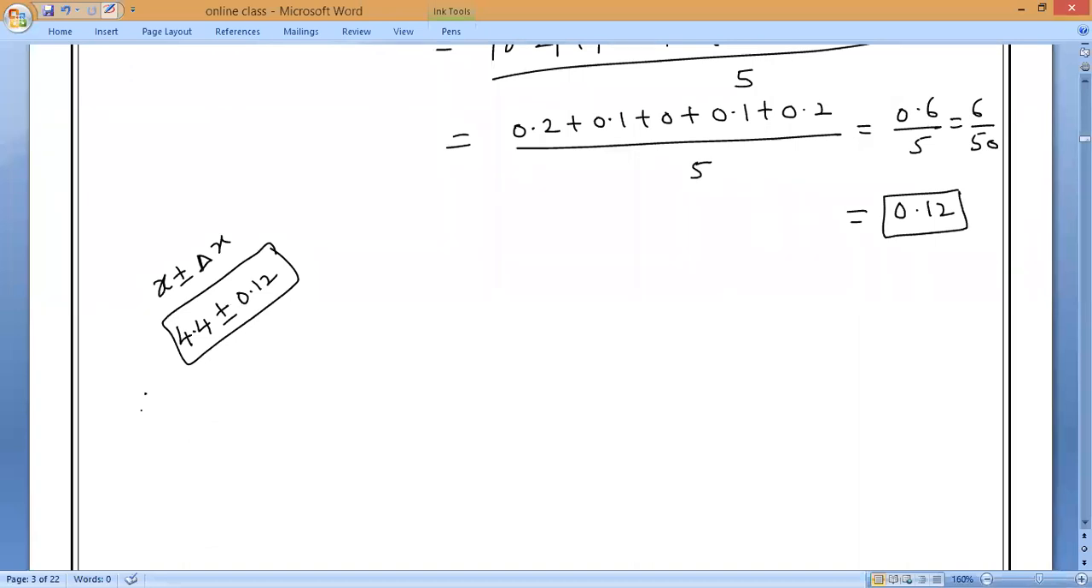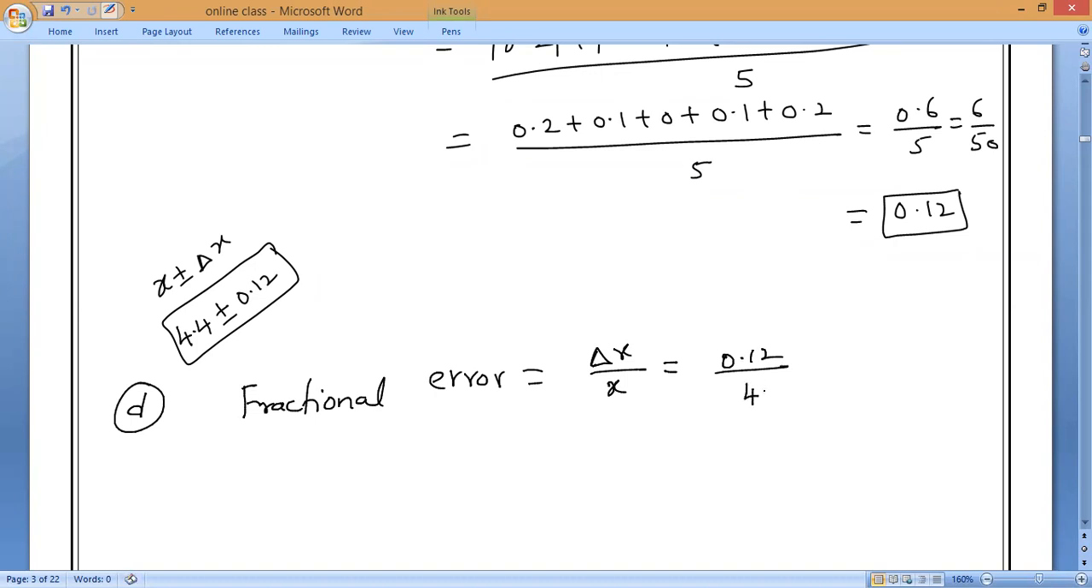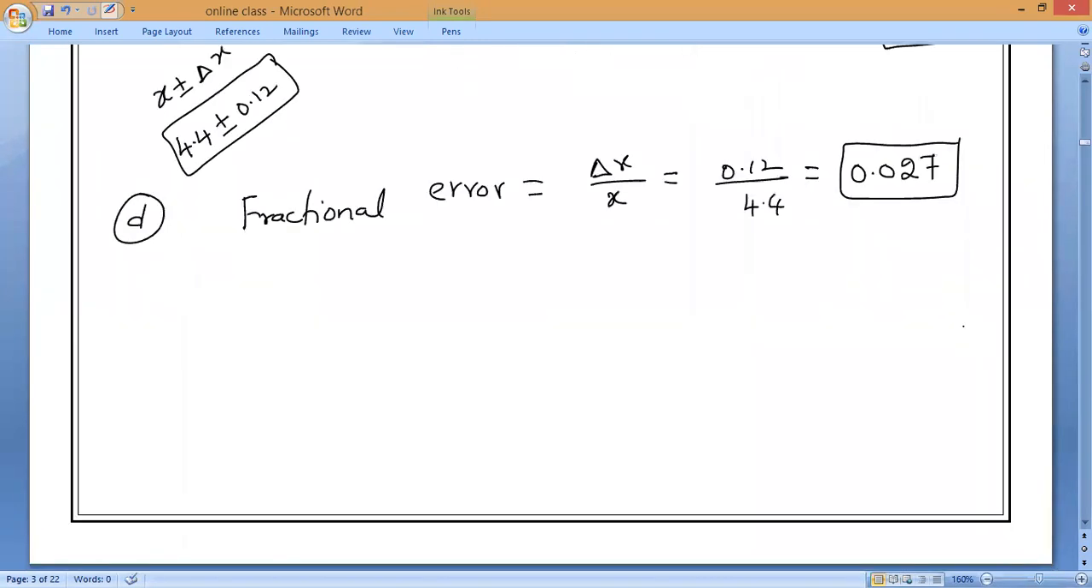Yes, sir. Next, fractional error. What is the fractional error formula? Fractional error is equal to delta x divided by x, which is 0.12 divided by 4.4. If we solve this, we get 0.027. That is the fractional error. Understand?